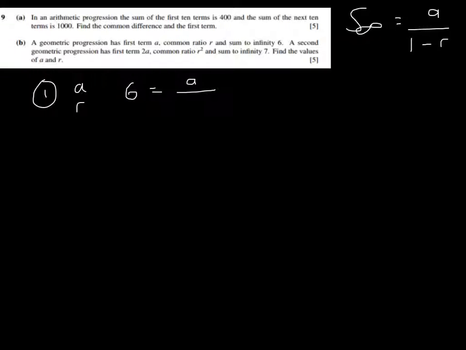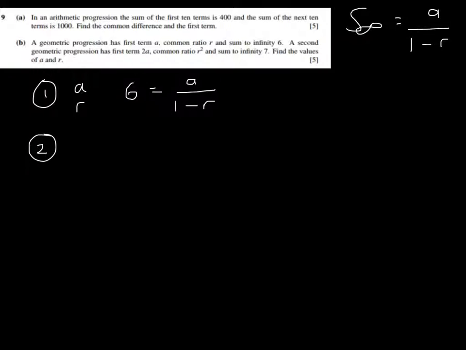Okay, on to part B, which is all about geometric progressions. So for the first geometric progression that we've got, A equals A, R equals R, and the sum to infinity is 6. If you remember the sum to infinity formula, or you don't have to remember it actually, just look at your formula sheet. It's the same as A over 1 minus R. So in this case, 6 equals A over 1 minus R for the first progression.